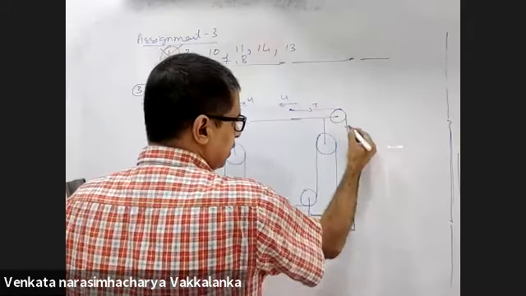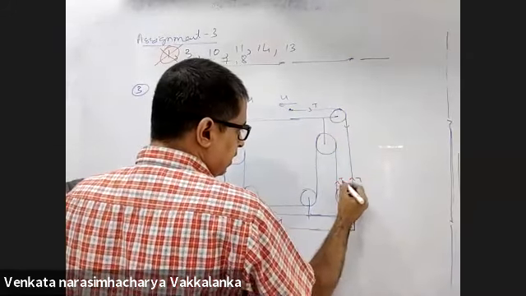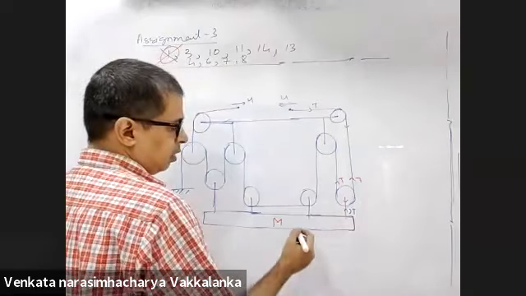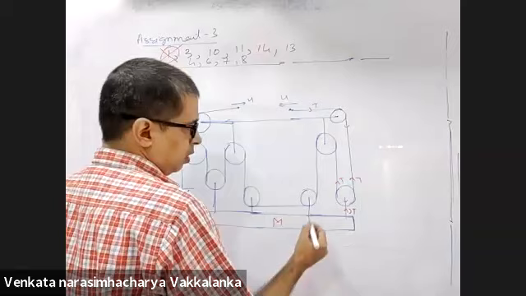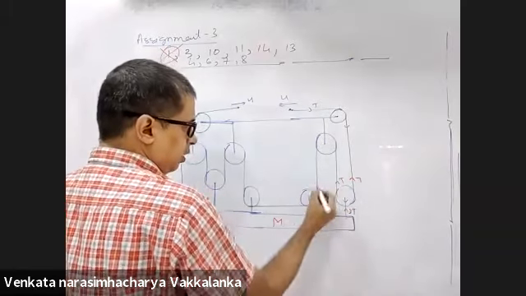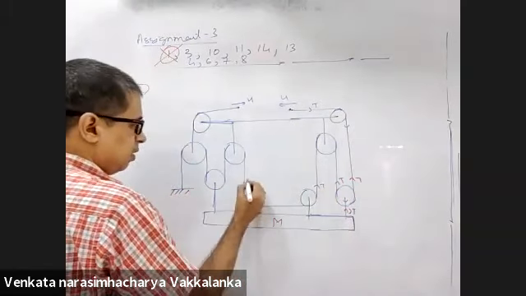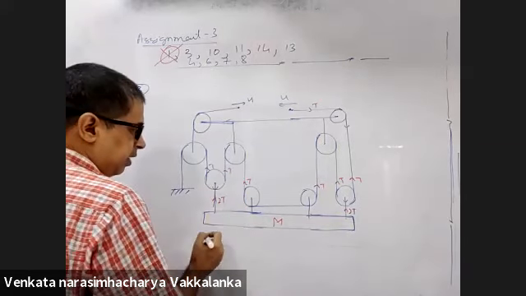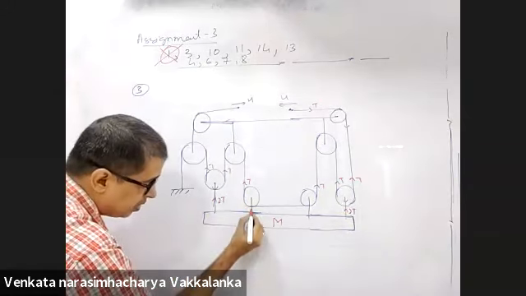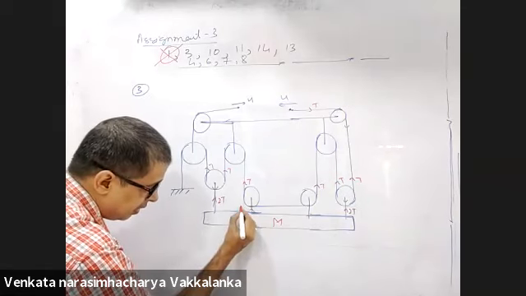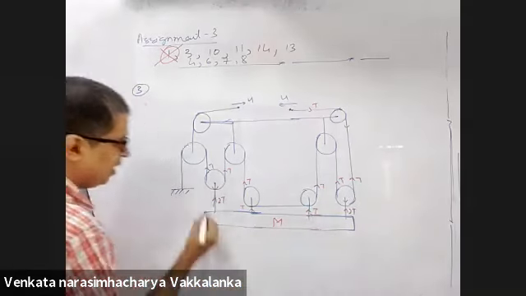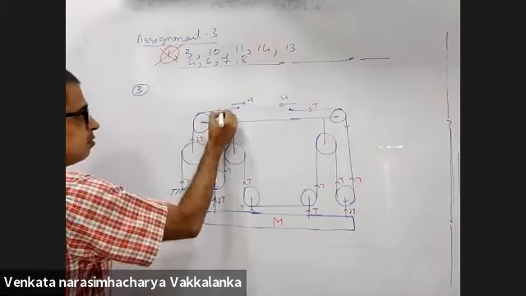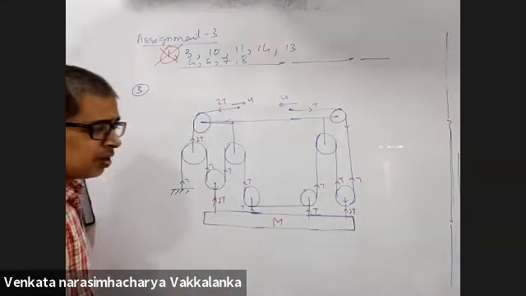This will be T. This will be T. This will be 2T. The tension stays T down to the fixed point, since it is one string, and goes the same way to the left. This will be T. What will be the tension here in the vertical direction? T. Now this will be T. This will be 2T. What else do you need?